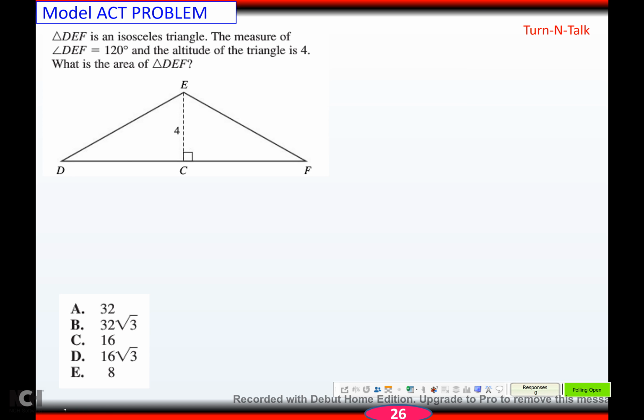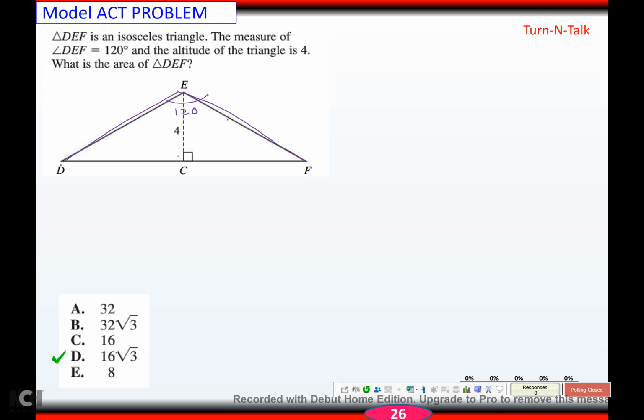All right, try this one. Hit pause. Come back when you're ready. And hopefully you got 16 square roots of 3. It says triangle DEF is an isosceles triangle, and the measure of angle DEF is 120. And the altitude of the triangle is 4. They want the area of triangle DEF.